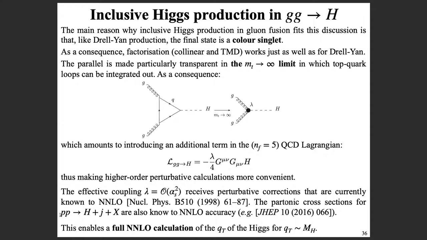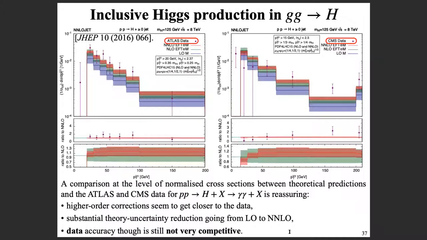Again, like in the case of Drell-Yan, since we are interested in the q_T of the Higgs, the relevant process is Higgs plus jet, because again, we need the Higgs to recoil against something, and this something is typically a jet. So all these things enable us to compute the q_T distribution of the Higgs in gluon-gluon fusion up to next-to-next-to-leading order. Of course, we need to limit ourselves to the region in which q_T is of the order of the Higgs mass, because otherwise we know that there are large logs, but we will discuss them in a second.